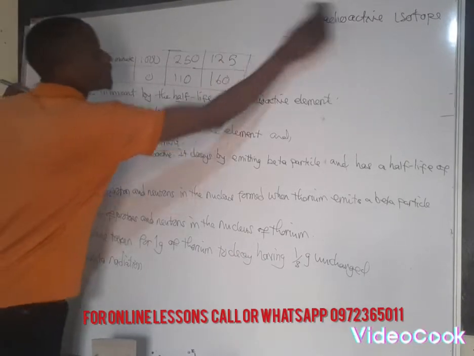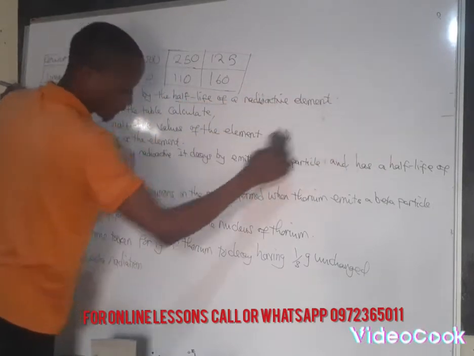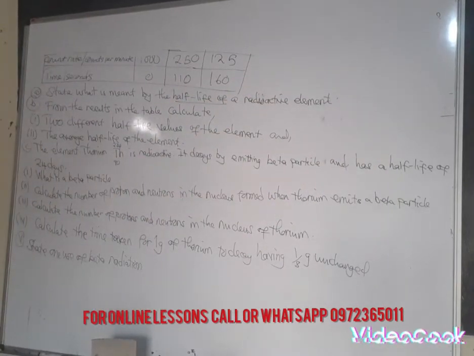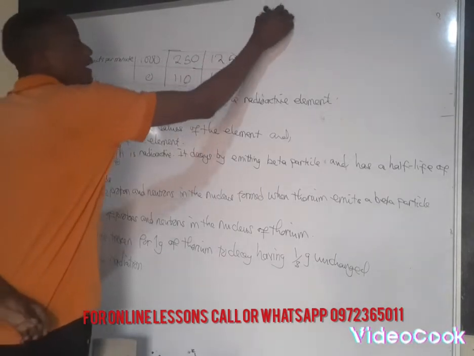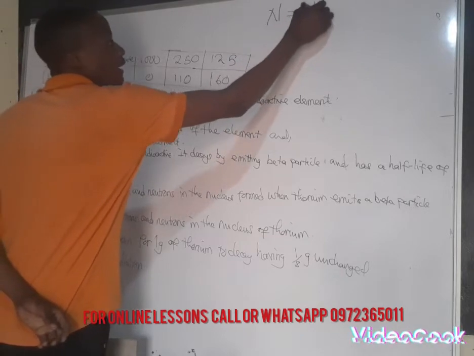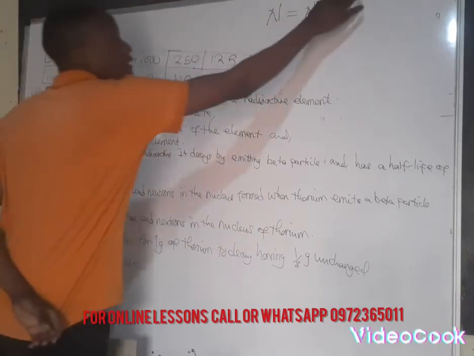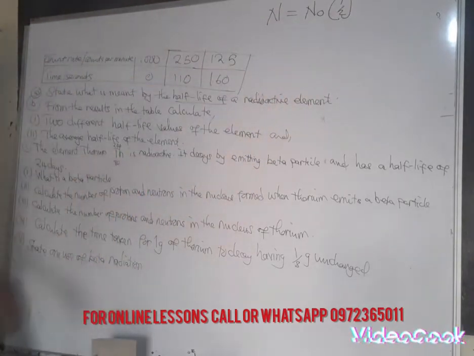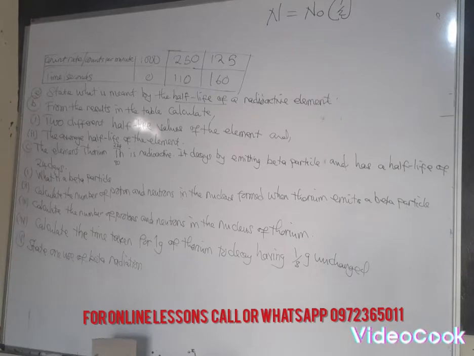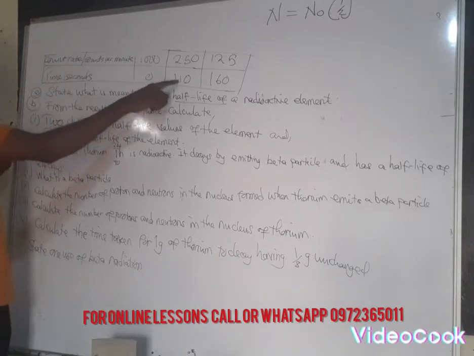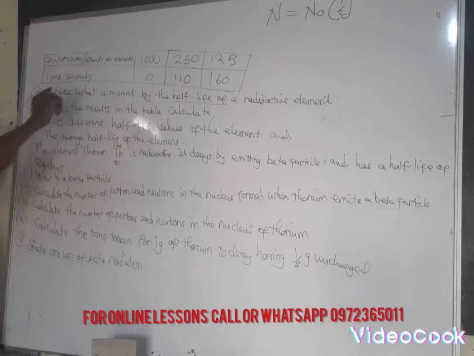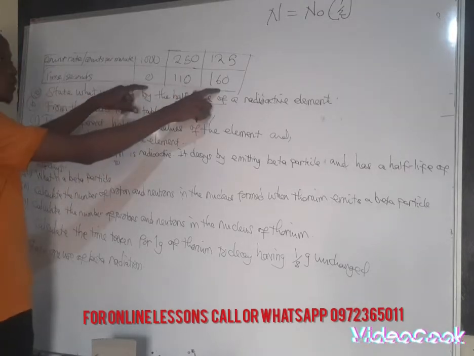Okay, so now for you to calculate the two different half-lives, the first equation you need to use is N is equal to N0 multiplied by 1/2 to the power n. You first need to find the number of half-lives which have passed through. So the first half-life will be calculated from 0 to 110. Then the second half-life will be calculated from 0 up to 160.